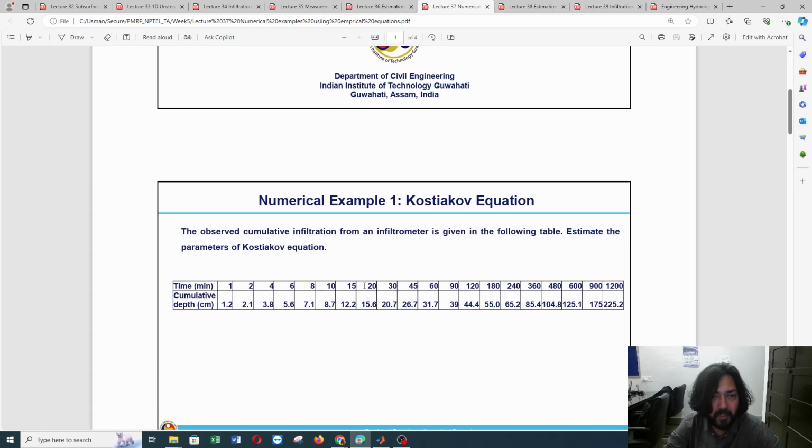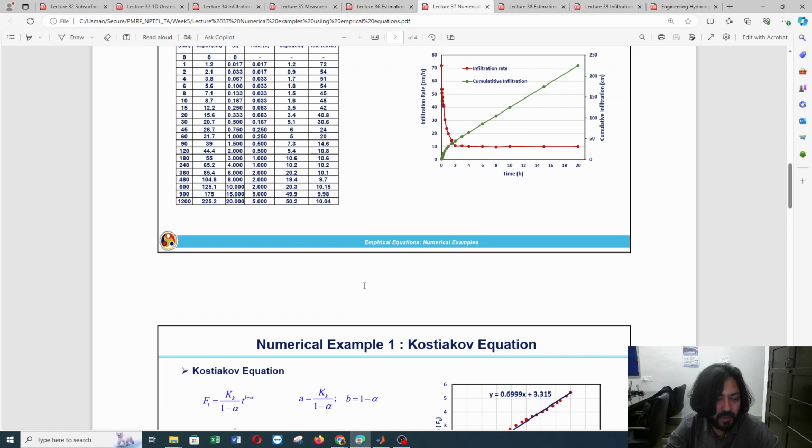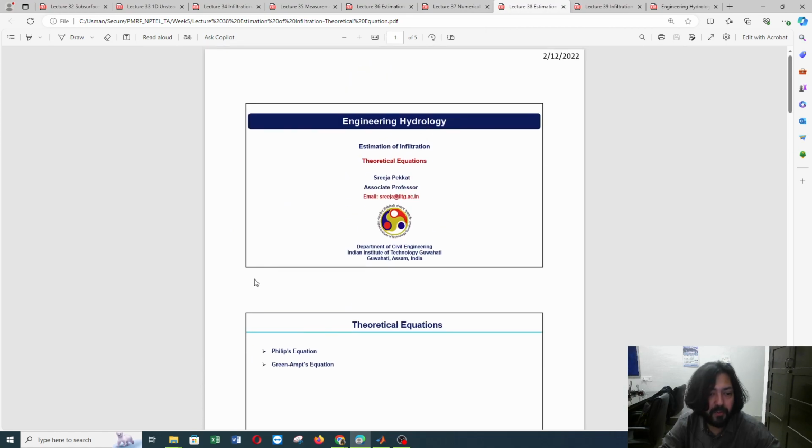We have covered numericals based on Kostiakov, numerical based on Horton's, and numerical based on Phillips equation. Then we have studied how to calculate constant infiltration rate and also the cumulative infiltration, right? So in the next class, I think we can solve one numerical based on the Green-Ampt equation also. So that would be very useful for us.